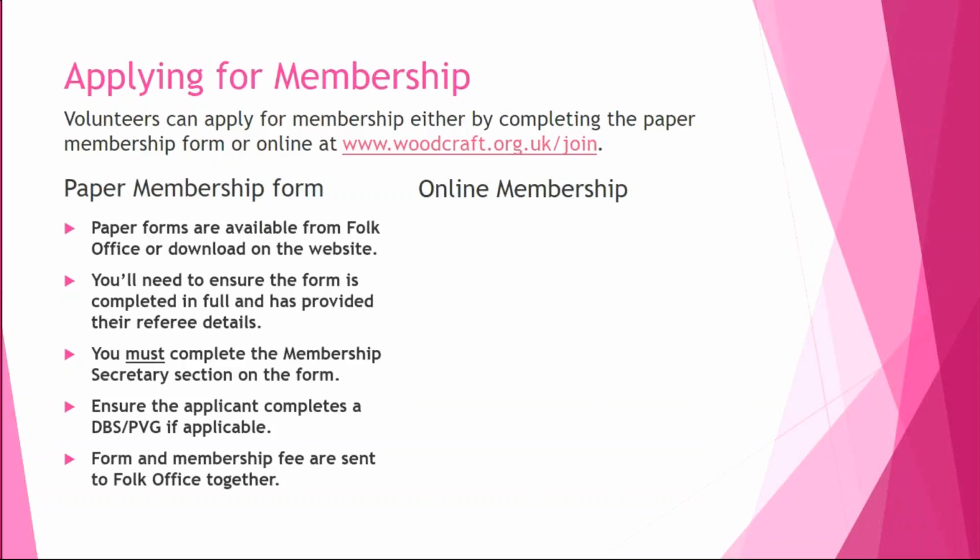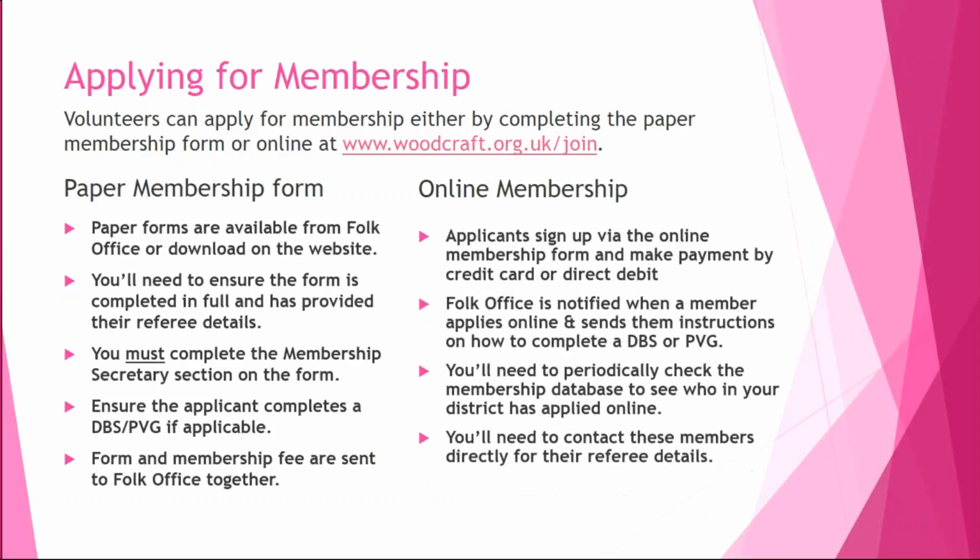Okay, so moving on to online membership. Online membership is really simple. Volunteers just click the join button on our website homepage and are taken through the sign-up process step by step. When a new member applies online, I'm notified here at Folk Office and will respond with a thank you email reminding them to complete a DBS or PVG if applicable. Your role in the online membership procedures is to periodically pull off a new members report from the membership database and contact members who have joined online requesting the referee contact details so references can be sought.